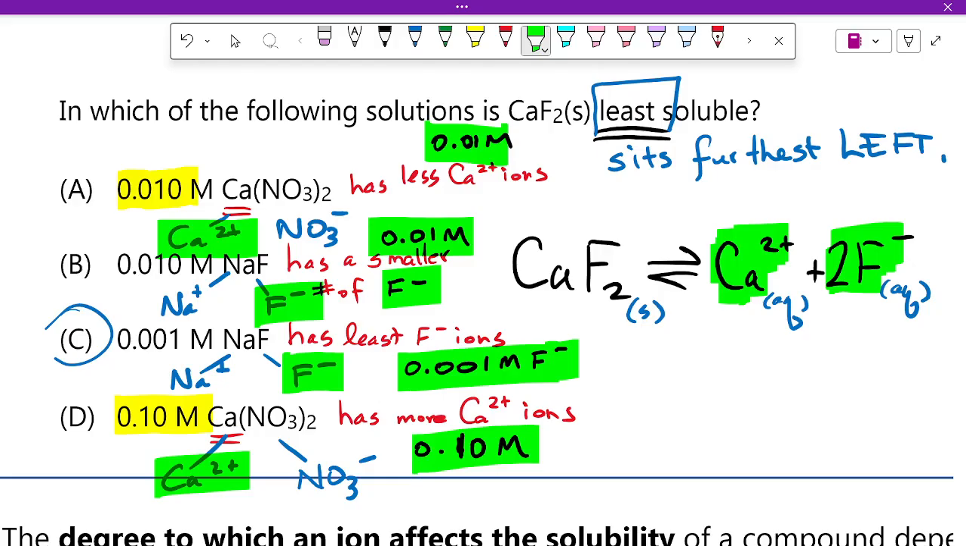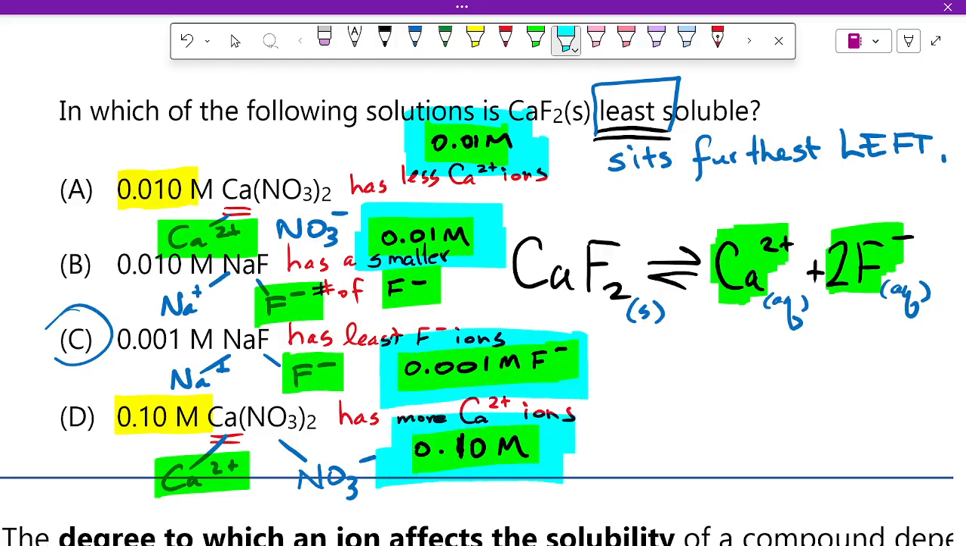Anyone have any idea? No? How do you not have any idea? It's got to be one of two of them. Which two can we eliminate just by being good guessers? Here's our concentrations. You can eliminate A and B. Well, we can probably eliminate A and B.